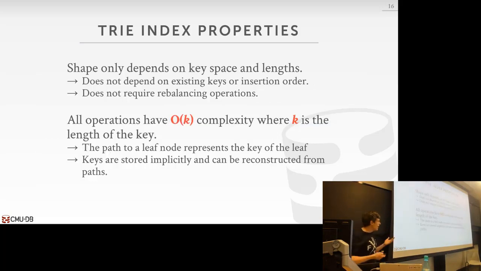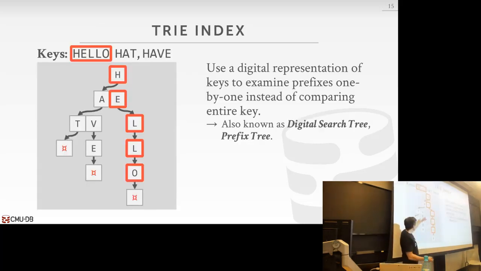Okay, so again, this is super interesting because the complexity is based on the length of the key that we're trying to look up. It's also interesting because now we're not storing the exact copy of the key directly in any single node. It's implicitly stored by the path. So if we want to reconstruct hello, we would traverse down, keep track of our path on the stack, and that's how we can put the key back together.